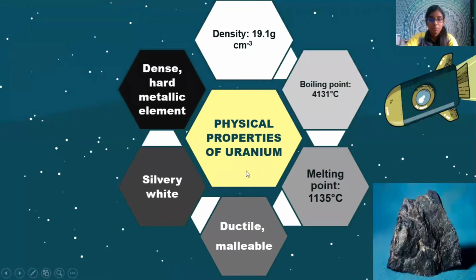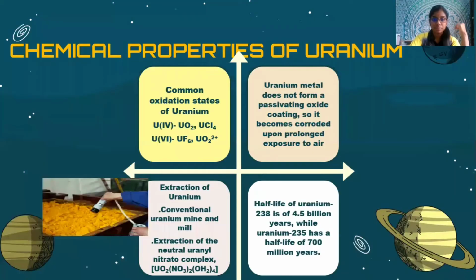Okay, now the physical properties of uranium. It has a density of 19.1 gram per cm cubed. It has a boiling point of 4131 degrees Celsius and a melting point of 1135 degrees Celsius. It is ductile, which means that it can be made into thin wire, and malleable, which means that it can be made into thin sheets. It has a silvery white appearance as can be seen from the image here, and it's a dense, hard metallic element.